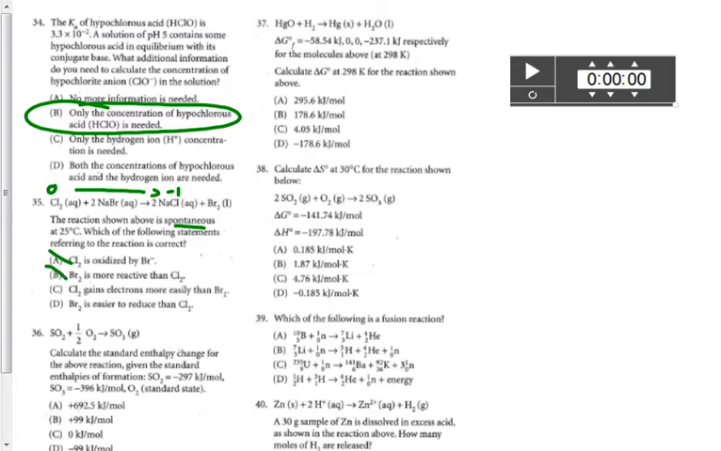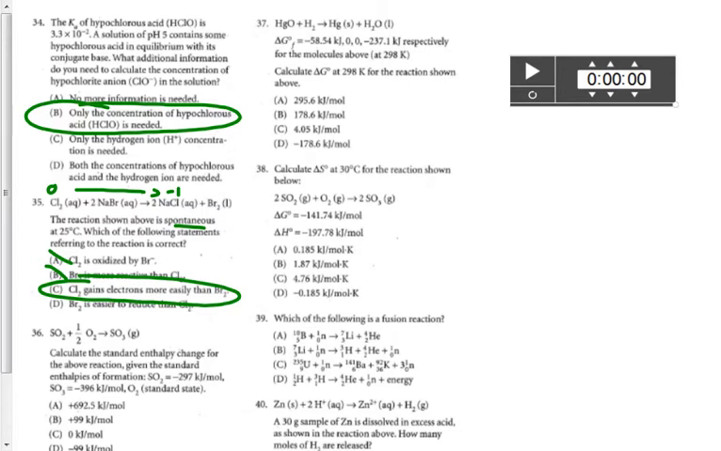Cl2 gains electrons more easily than Br2. It went from 0 to -1. I'm feeling pretty good about that. Br is easier to reduce than Cl2. Again, it's going this way, so they both can't reduce. This one's the one that's being reduced. Let's go. So it's letter C.